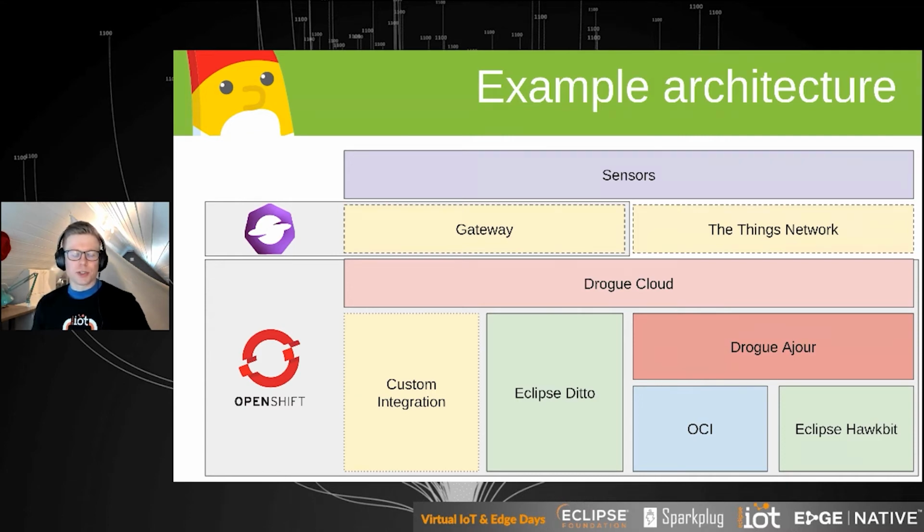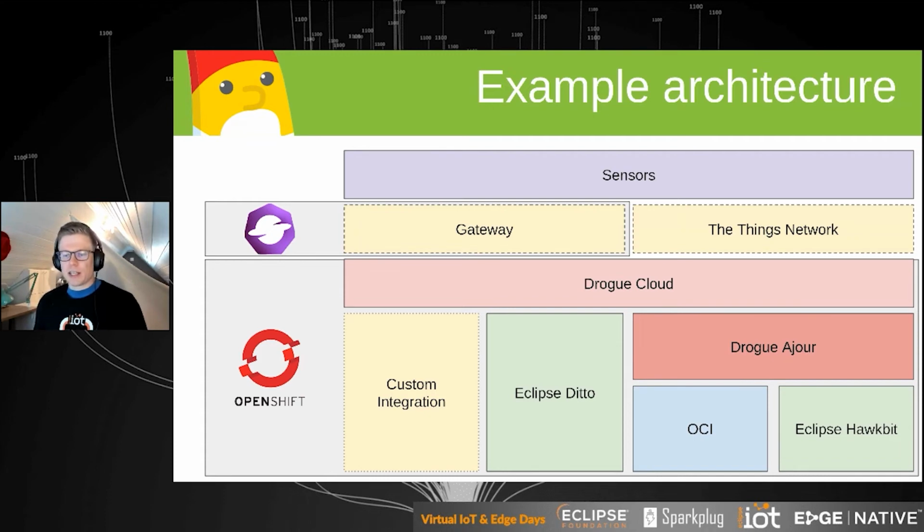And then on your Kubernetes cluster or OpenShift cluster, you have Drogue Cloud, which again integrates with all of these other systems, either Eclipse Ditto for digital twin or your custom integration, or you can also use the firmware update system, which is called Drogue Azure, which in turn integrates with Eclipse hawkBit. So this allows you to essentially use Eclipse hawkBit over LoRaWAN, for instance, if you want to.